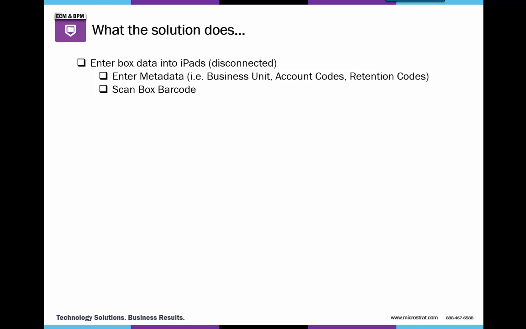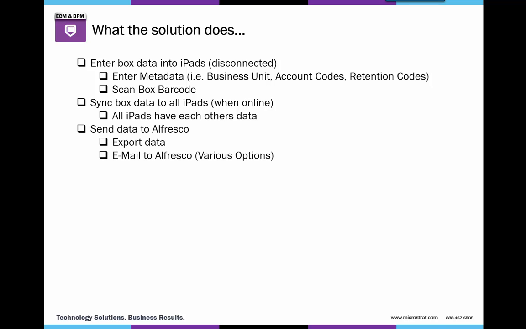Based on your solution, we'll configure the appropriate information to be stored. And of course, you can scan the box barcode using the camera on the iPad. That way you can guarantee the number is entered quickly and easily. Now, the iPads will all be synced up when online, when they can find an internet connection. That way, all the iPads will have each other's data. And of course, that data is then sent to Alfresco.